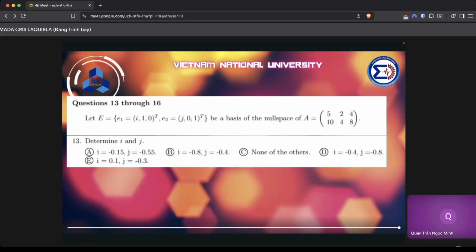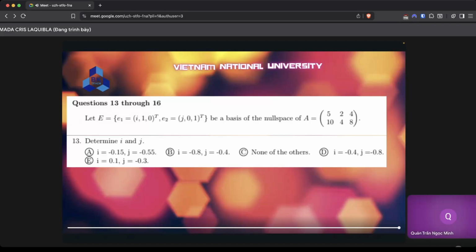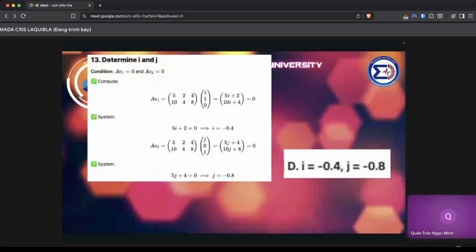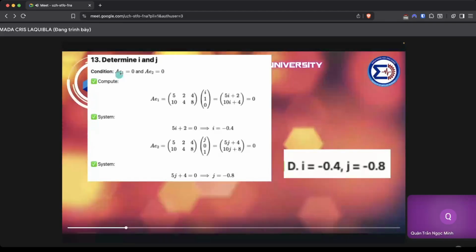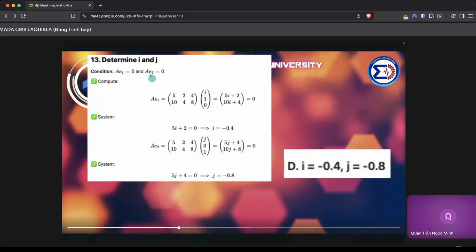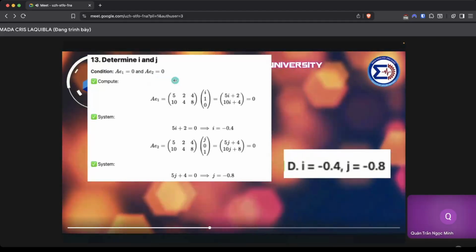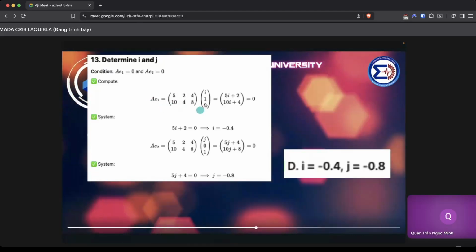So if you multiply A by any vector here in your basis, the result is always a zero matrix. Okay, so we have this. We determine I and J. Then, as I told you, A multiplying with any vector is equal to zero matrix. So that's A here times E2 also is equal to zero. So first we have A times E1.